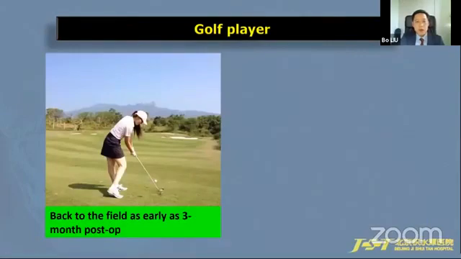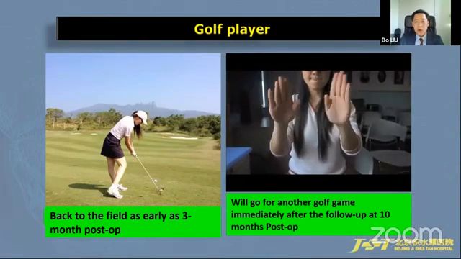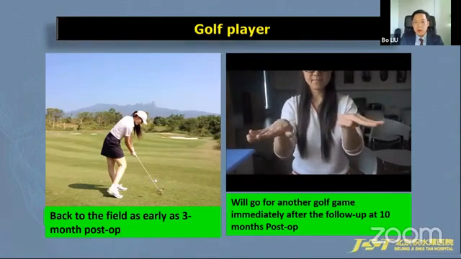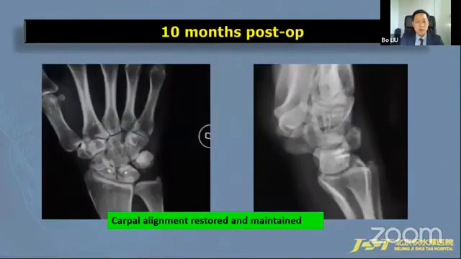This is a patient, a golf player. She came back to the field as early as 3 months post-op, because we have reinforced the fracture and also the ligament intervals. She's satisfied with the invisible scar. She went for another golf game immediately after the follow-up at 10 months post-op. You cannot tell which side was operated on because the function is really acceptable. The carpal alignment was restored and maintained at 10 months post-op.